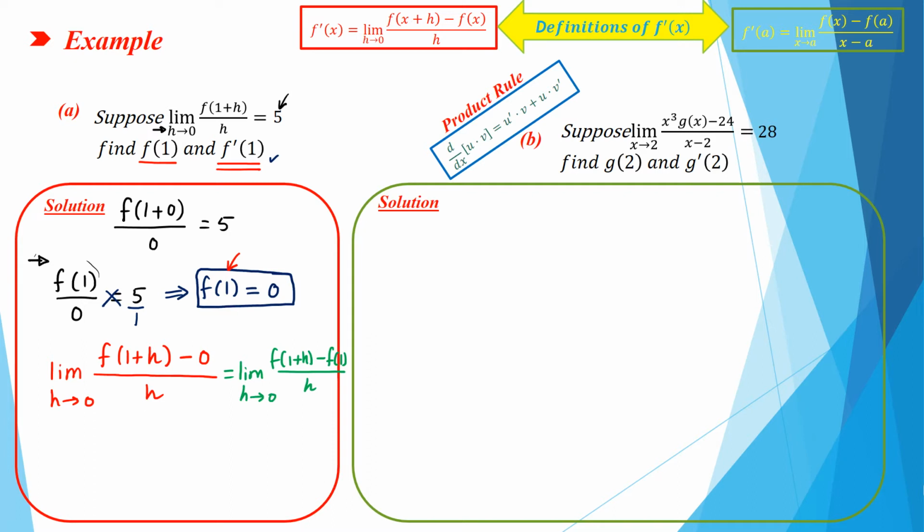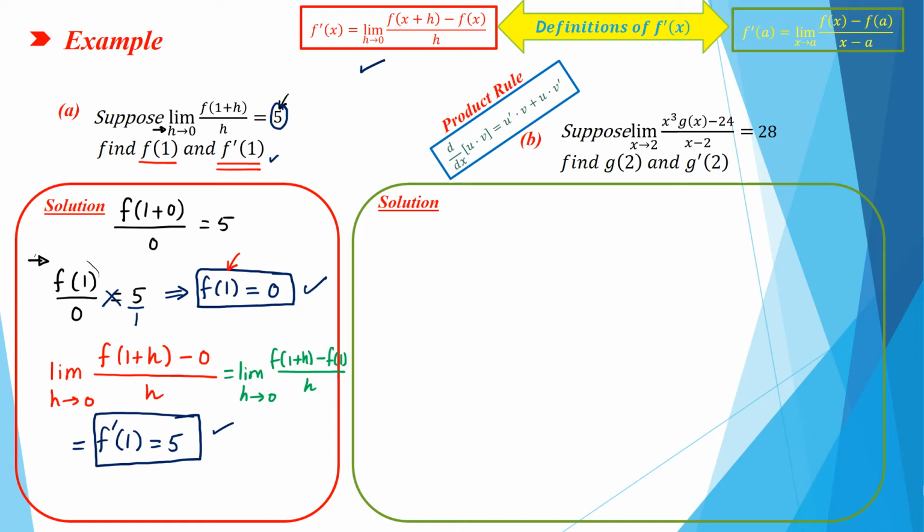And this, by comparing this limit with the first definition of the first derivative, you will see that this limit equals f prime of 1, and that limit equals 5. It's given in the question. So f prime of 1 equals 5. So f of 1 equals 0 and f prime of 1 equals 5.